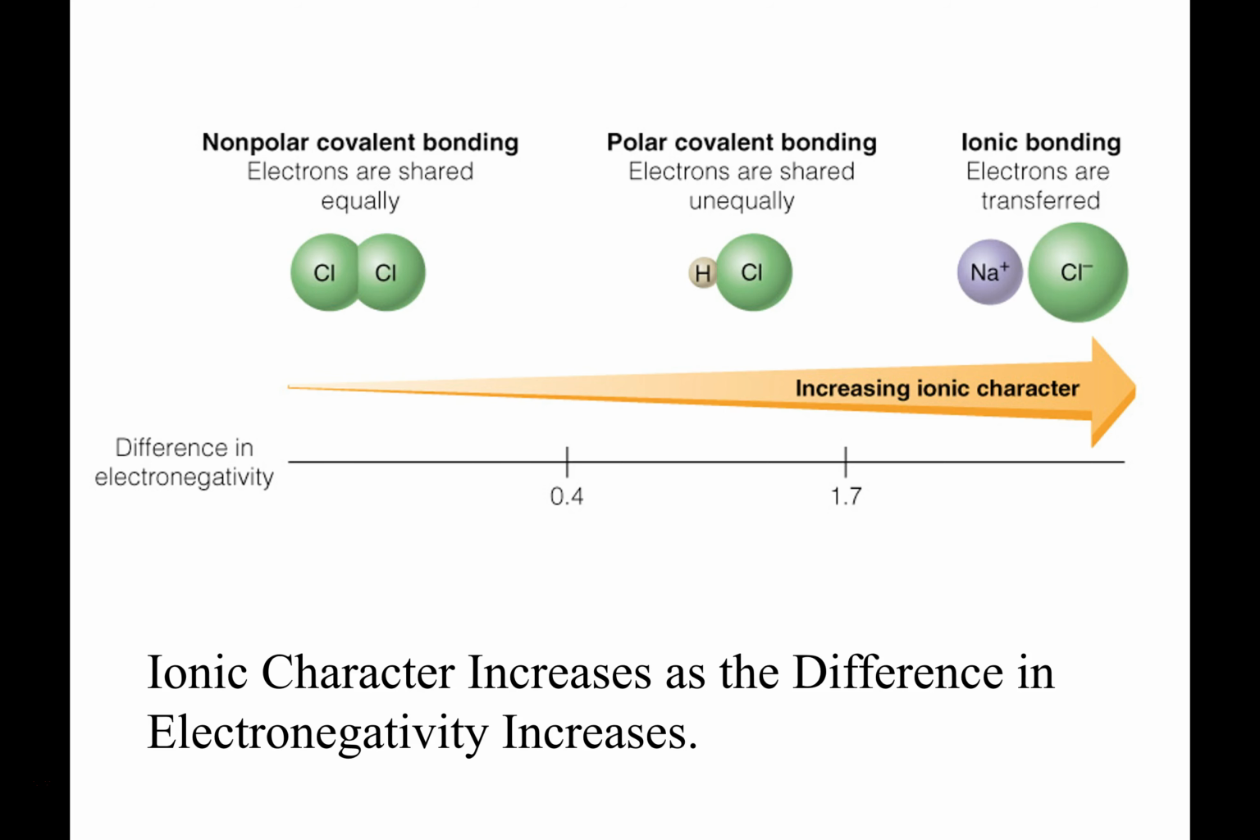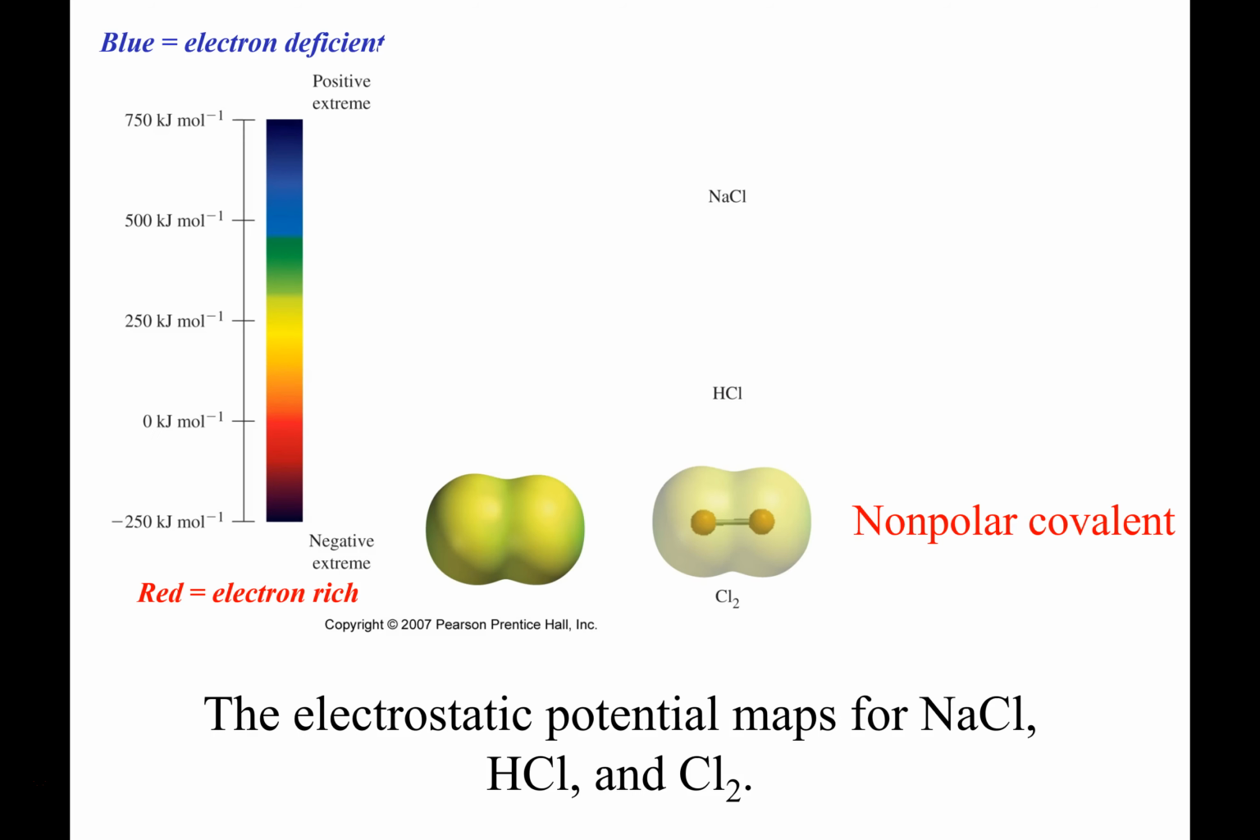And then when we get to, of course, table salt, sodium chloride, the electronegativity difference, what do we got here? The chlorine is 3.0, sodium is 0.9, so you're at a 2.1 electronegativity difference. So an electron is transferred from the atom with the lower electronegativity to the one with the higher electronegativity.